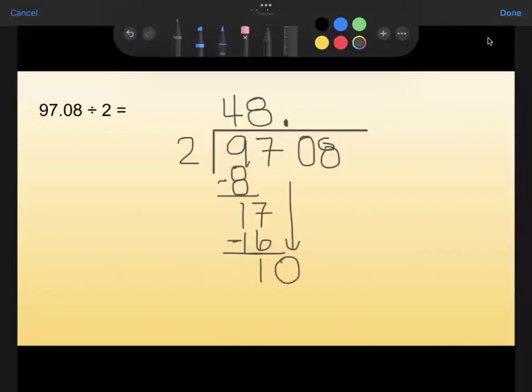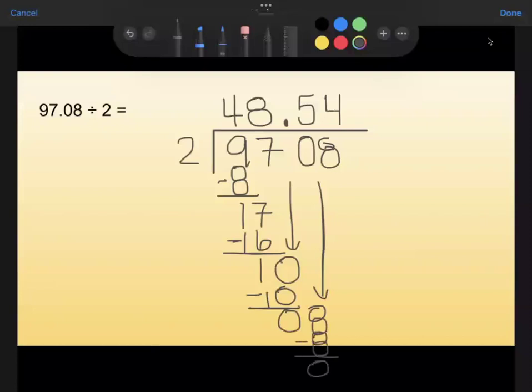2 fits into 10 5 times, so I'll put a 5 up there. 5 times 2 is 10. So I'll put that there, 0 left over, bring down the 8. 2 will fit into 8 4 times. 4 times 2 is 8. And when I subtract it, 0 left over. Okay, so now I know I'm done. There are no more numbers to bring down, and I have 0 left over, no remainder. The final answer here would be 48.54.